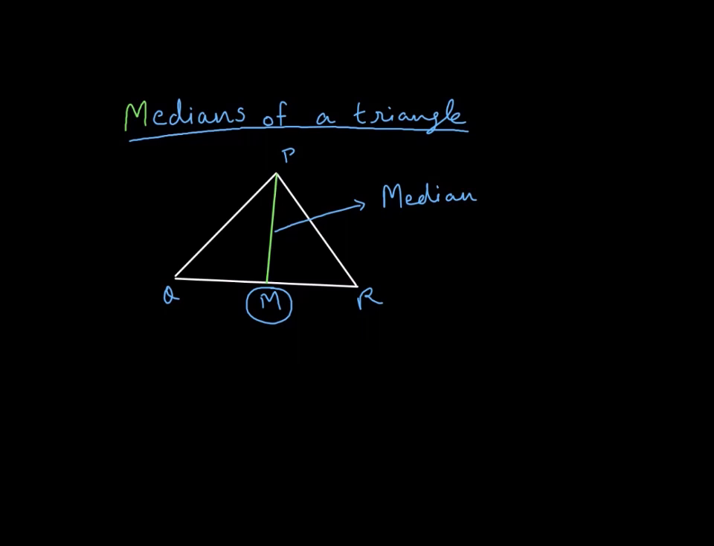In the same way, I can draw two more medians of this triangle from Q to opposite side PR, and in the same way from R to opposite side, say PQ. Now this triangle PQR has three medians, PM, RL, and QN.